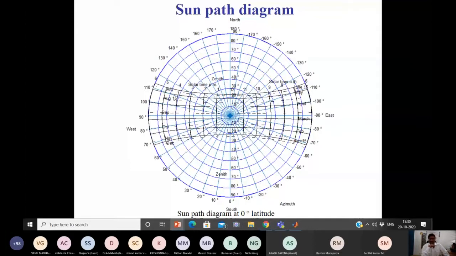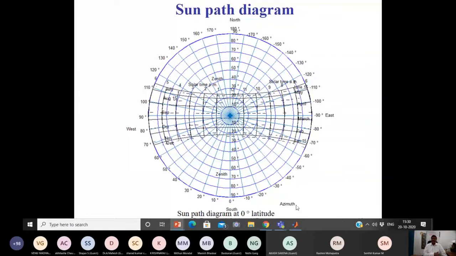This sun path drawing is prepared at the poles, at 0 degrees latitude. You can see exactly at the center point, the locator is at the center point. This is your location. How are these angles defined? One is the azimuth angle. Second is the zenith angle.